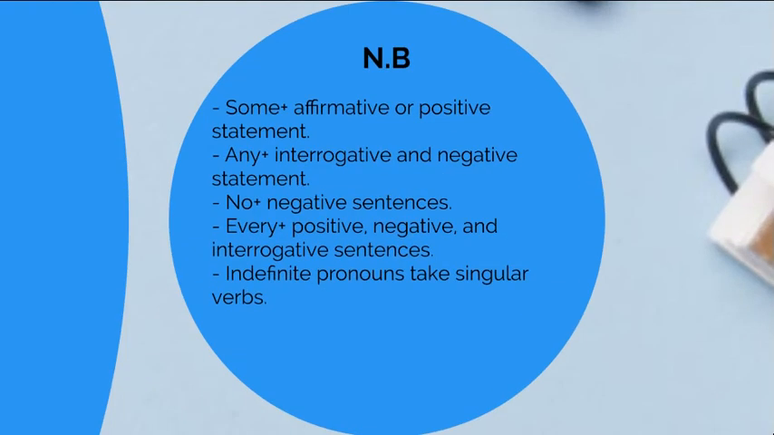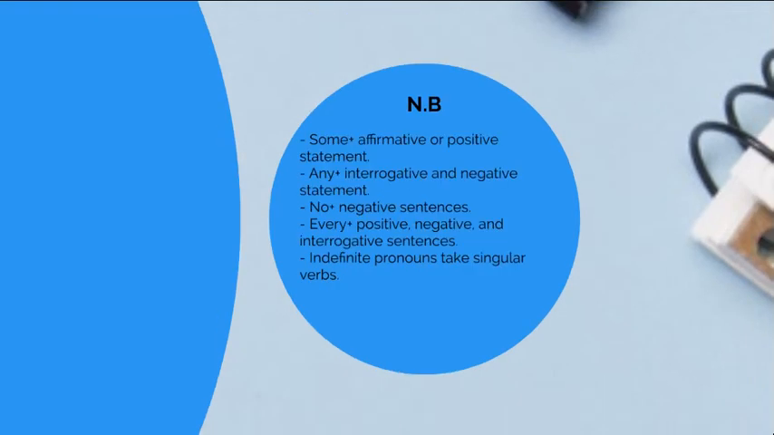You must take into consideration these notes. Some is always used with affirmative or positive statements. Any is used with interrogative and negative statements. No is used with negative sentences only, and every is used with positive, negative, and interrogative sentences. And all the indefinite pronouns take singular verbs.